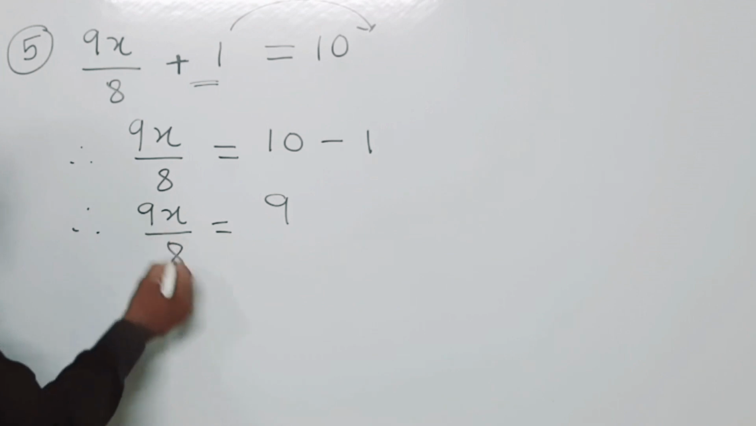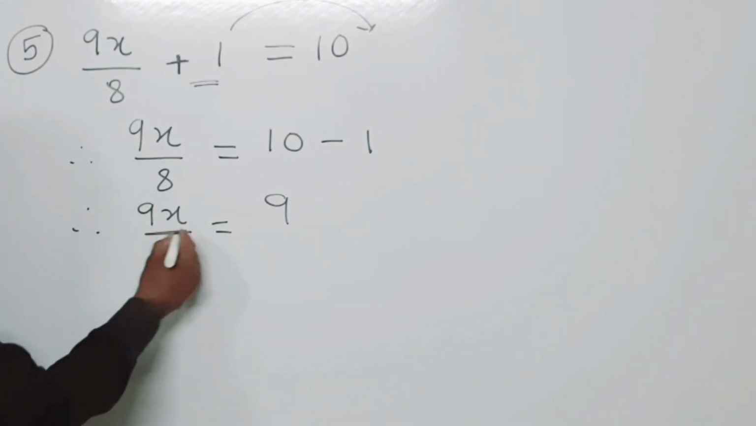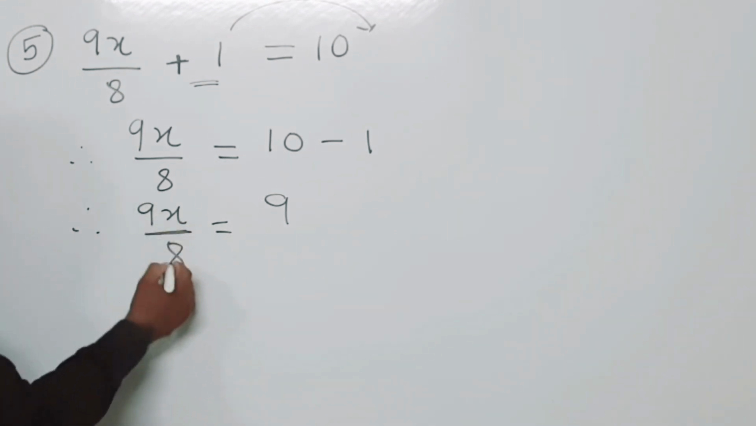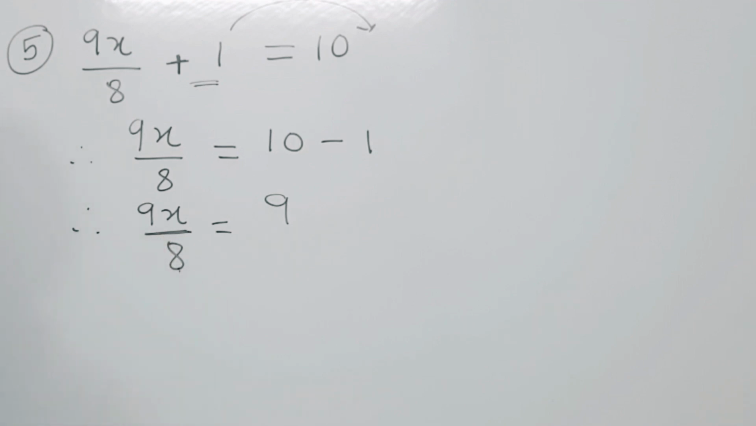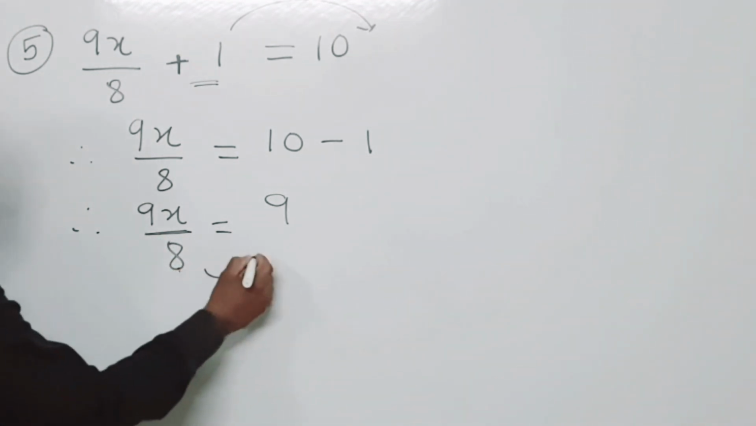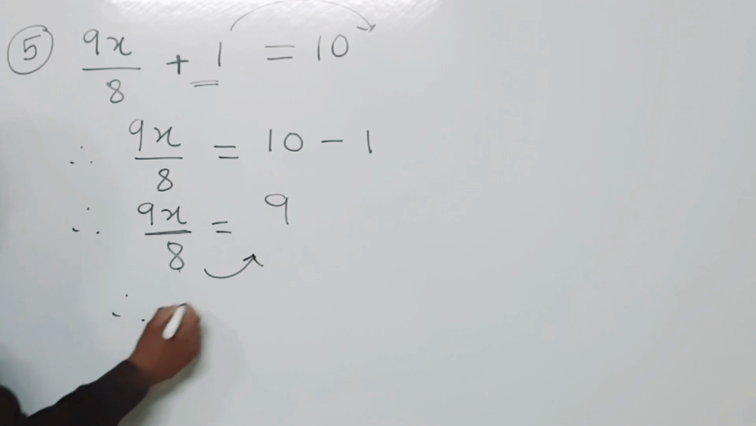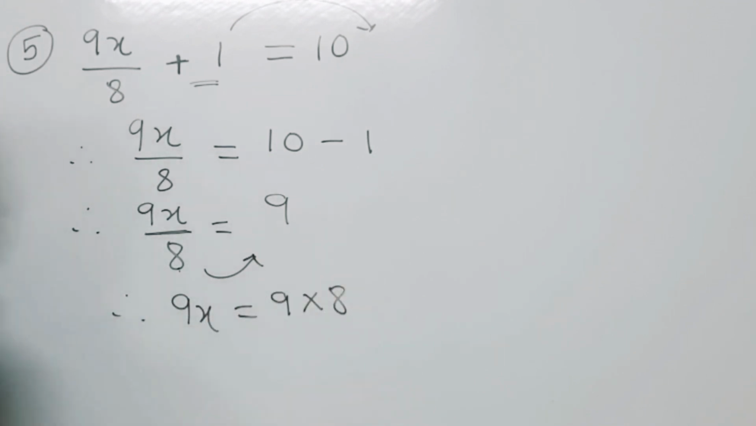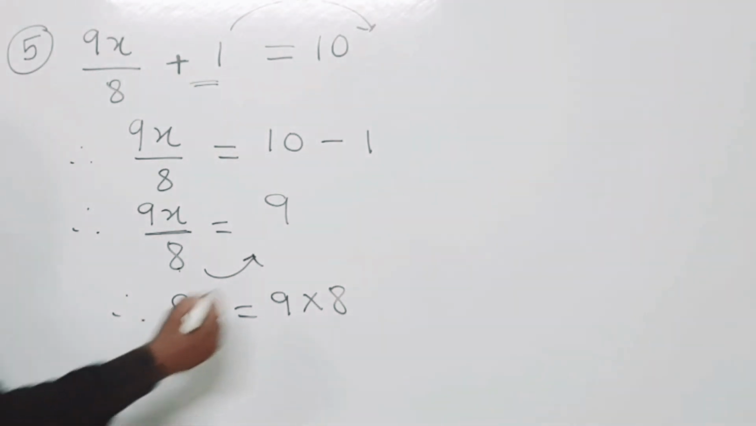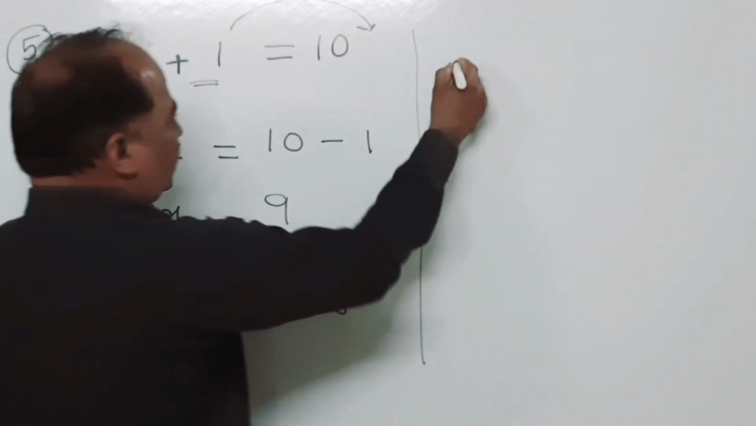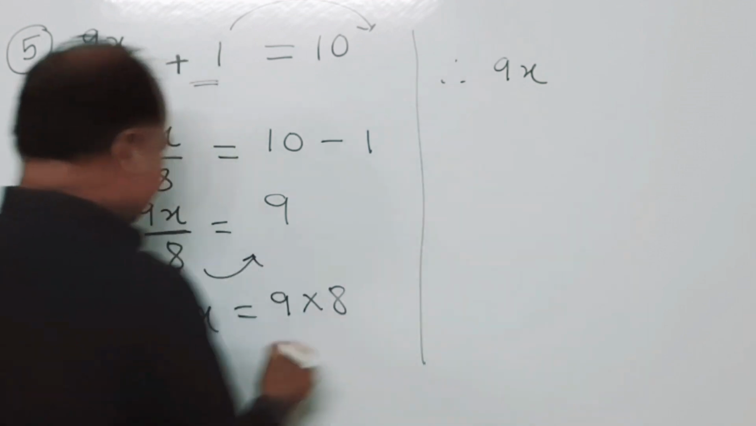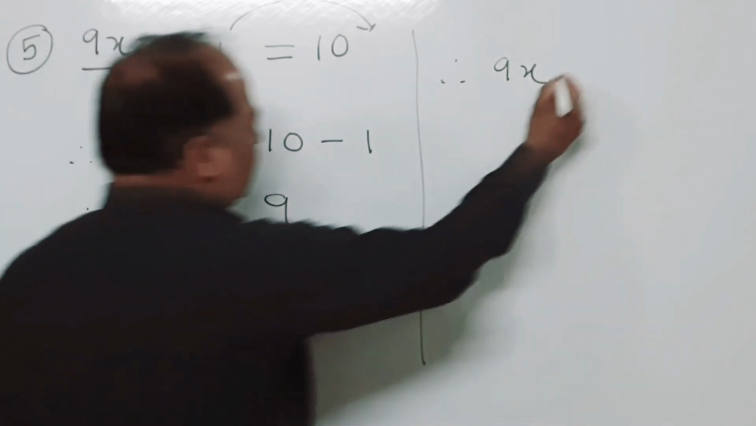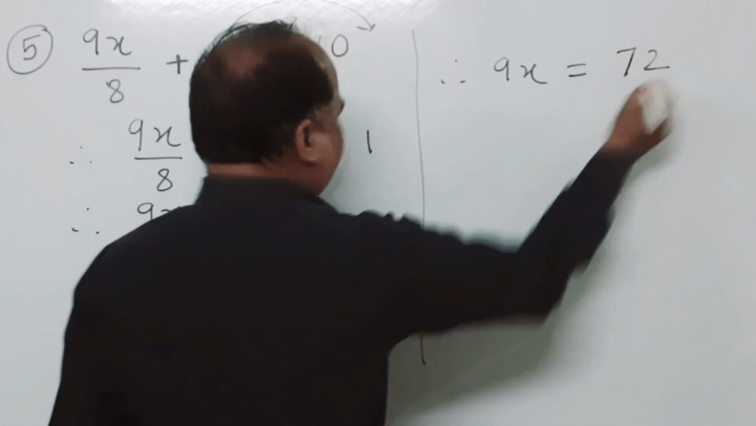Now this 8 is dividing, 9x upon 8 means x, 9x divided by 8. So this 8 will come on the right hand side, and it will get multiplied. So 9x is equal to 9 into 8. Therefore 9x is equal to 9 into 8, which is 72.